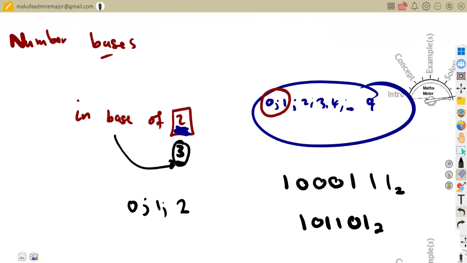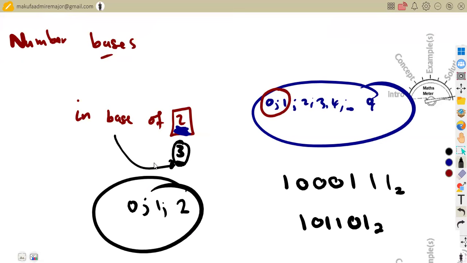So this is what I'm trying to say. If we are to write numbers that are in base 3, the numbers are less than 3. Numbers that are in base 2, the numbers are less than 2. Numbers that are in base 5, the numbers are less than 5. From 0 up to 9 are the numbers we have.